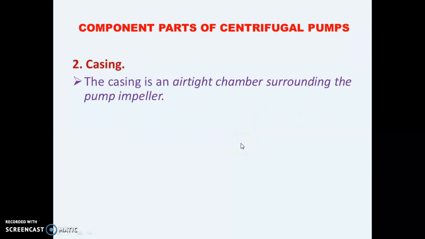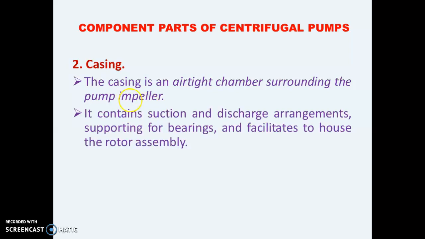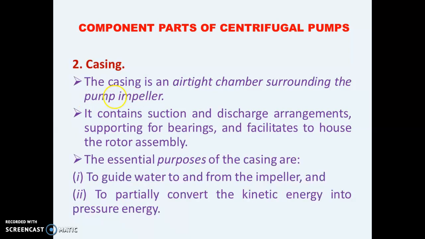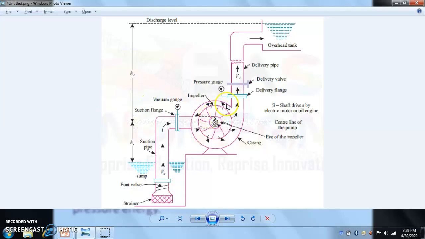Next, casing. The casing is an airtight chamber surrounding the pump impeller. It contains suction and discharge arrangements, supporting for bearings, and facilitates to house the rotor assembly. The essential purposes of the casing are to guide water to and from the impeller and to partially convert the kinetic energy into pressure energy.